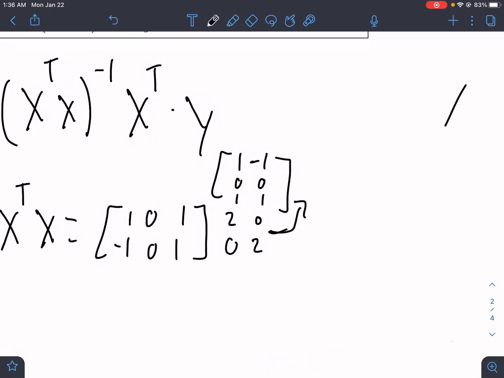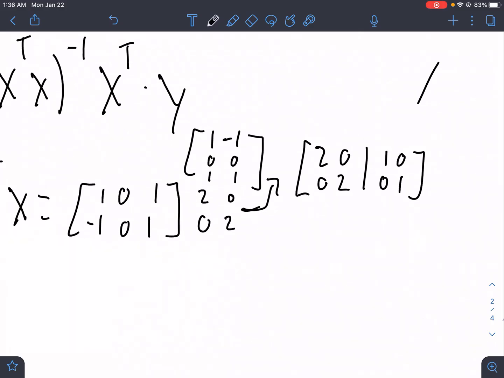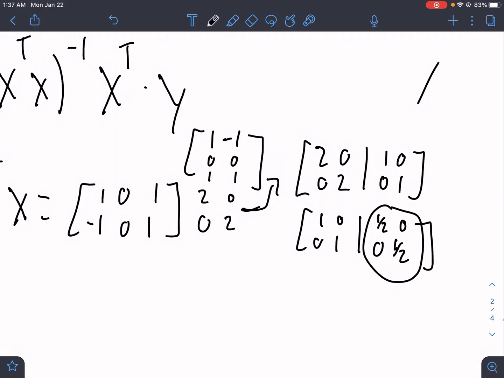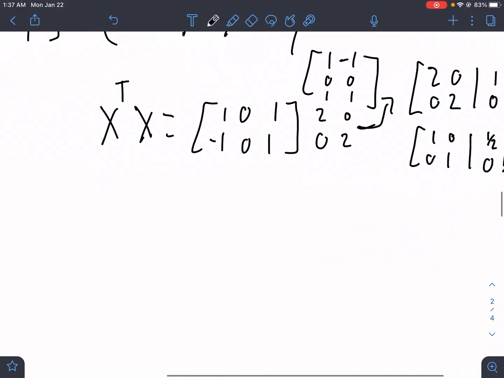One way of finding the inverse of these matrices is to augment them with the identity matrix and do row reduce. So in this case, all we do is we divide it by 2 on each side. So we get 1, 0, 0, 1, 1 half, 0, 0, 1 half. And I know that this is the resulting inverse of this matrix as soon as I can get a diagonal of 1s here, or the identity matrix. Okay, so that was x transpose x inverse.